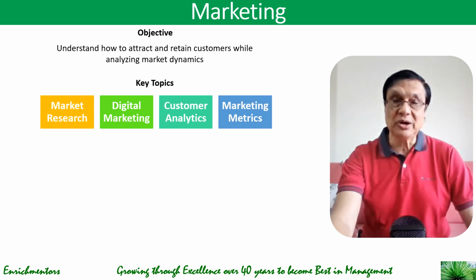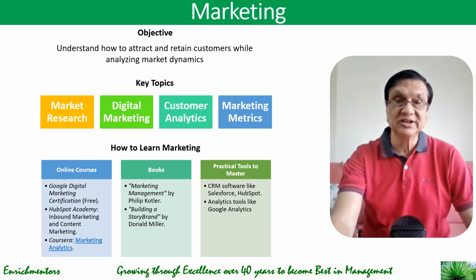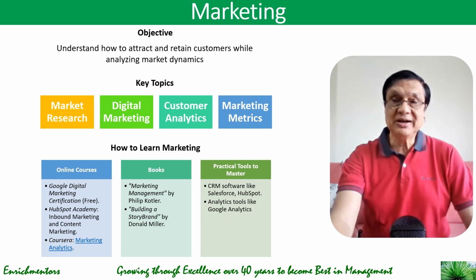Now, the question you and I both have is how to learn marketing. We're not going to do an MBA, but how to learn marketing for the purpose of business analytics. So there are three, four things that you can do. One is to do online courses, like the Google Digital Marketing Certification, which is free. Then you can do HubSpot Academy's courses, Inbound Marketing and Content Marketing. And there is a course on Coursera on marketing analytics. Then you can look at books, the classic book by Philip Kotler on marketing management. It is now available for free. You can download it. And you also need to look at Donald Miller's book Building a Story Brand. And finally, practice tools by using CRM software like Salesforce, HubSpot, and analytics tools like Google Analytics. So these are a few things that you can do to understand how to attract and retain customers while analyzing market dynamics and learn about marketing.